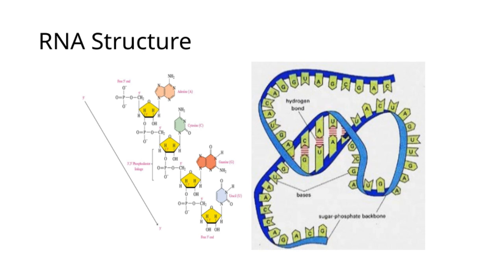loops, and bulges. These structural features are key because they influence how RNA interacts with other molecules, such as proteins or other RNAs. The shape of an RNA molecule determines its function, whether it's acting as a messenger, a catalyst, or a regulator. Understanding RNA structure is, therefore, essential for grasping how it carries out its diverse roles in biology.